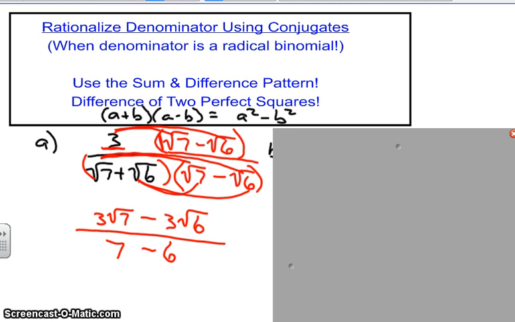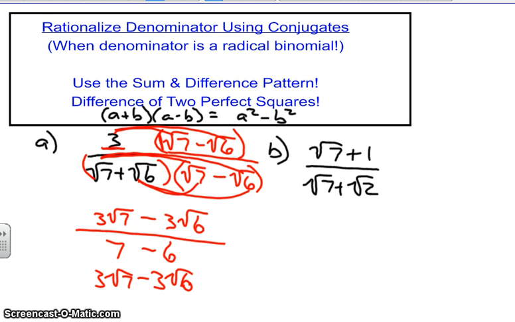So we can simplify the denominator, though, and call it 1. So 3 square root of 7 minus 3 square root of 6 over 1. We don't even need that, do we? It's just 1, so I'm going to erase it. And there you go. There's our simplified answer. Okay, B.